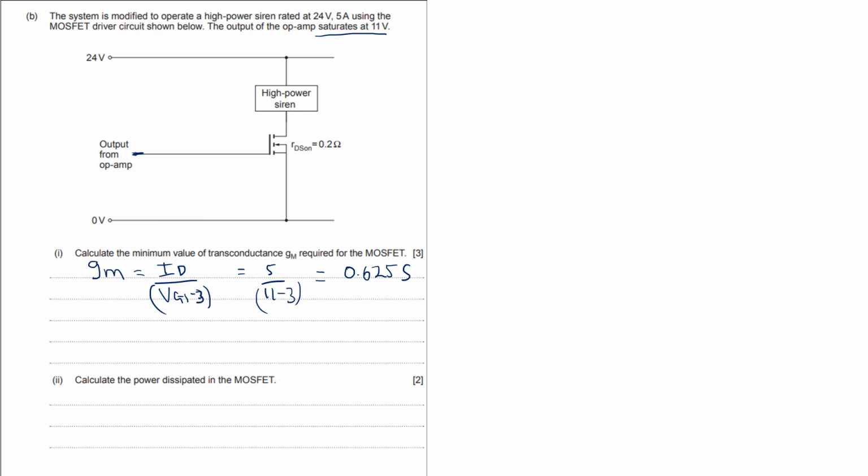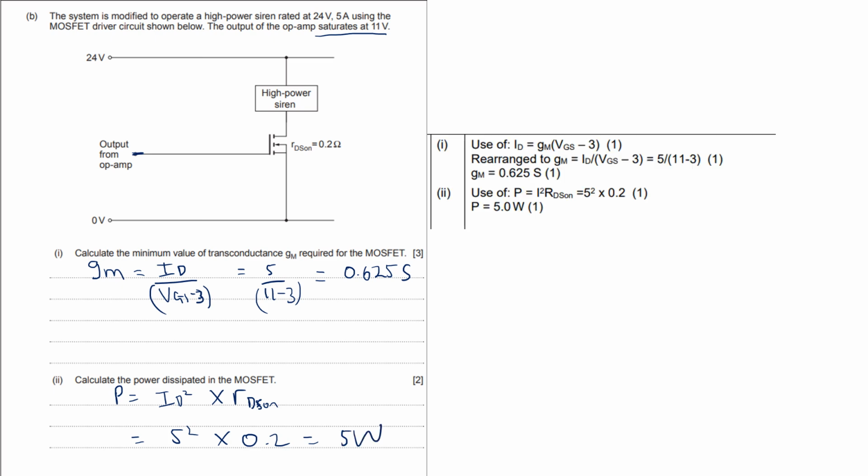Calculate the power dissipated in the MOSFET. There's even an equation on the data sheet for that. Power equals, well, it's I squared R, but in this case it's the drain current squared multiplied by the resistance between the drain and the source when it's on. It's on the data sheet, but I is 5 squared multiplied by 0.2, 25, which is 5 watts. So don't be scared by MOSFETs. There's nothing to them.